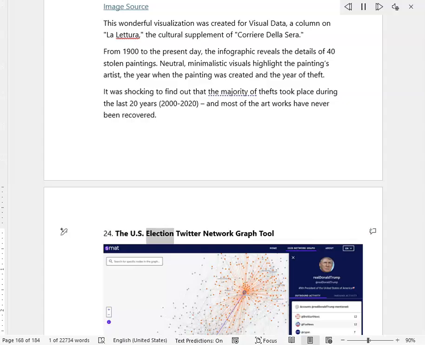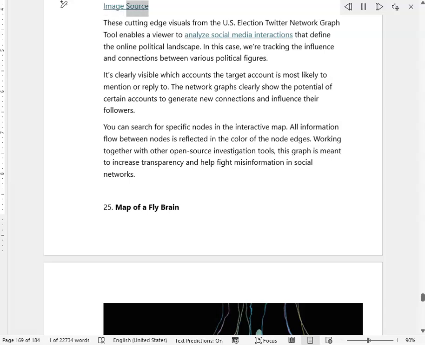24. The U.S. Election Twitter Network Graph Tool. Image source. These cutting-edge visuals from the U.S. Election Twitter Network Graph Tool enable a viewer to analyze social media interactions that define the online political landscape. In this case, we're tracking the influence and connections between various political figures. It's clearly visible which accounts the target account is most likely to mention or reply to.